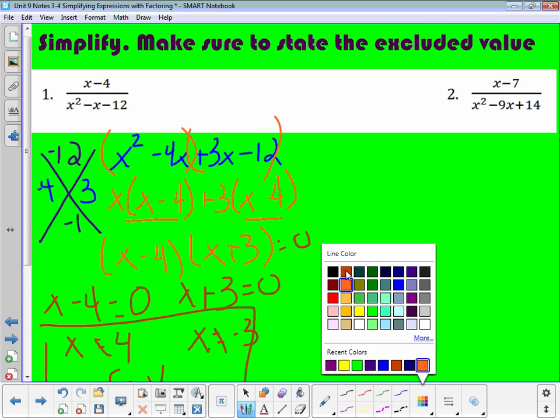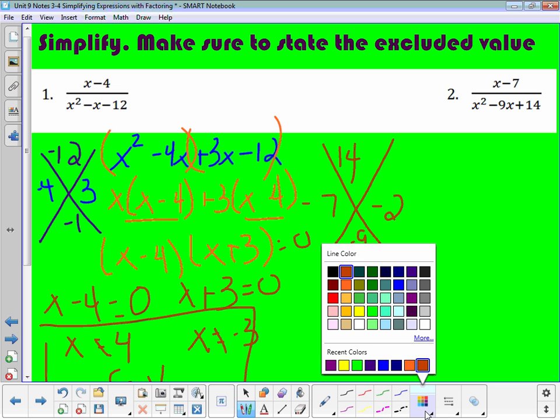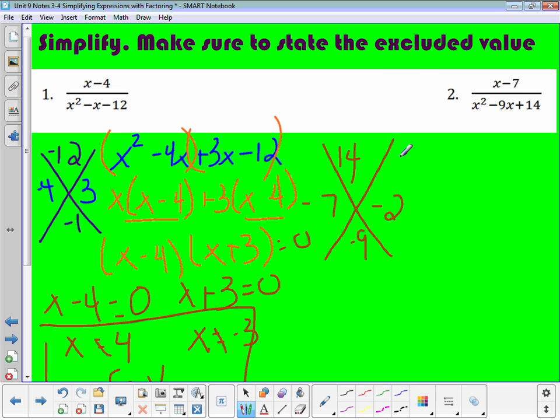Let's take a look at number 2. First thing we're going to do is set up our x and factor. So we're multiplying to 14 and adding to a negative 9. Here we have a positive product and a negative sum, which means both of my signs need to be negative. Multiplying to positive 14 and adding to negative 9 is going to be negative 7 and negative 2. So let's go ahead and write that out.